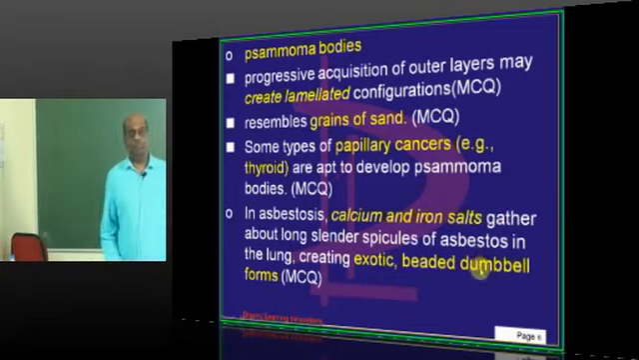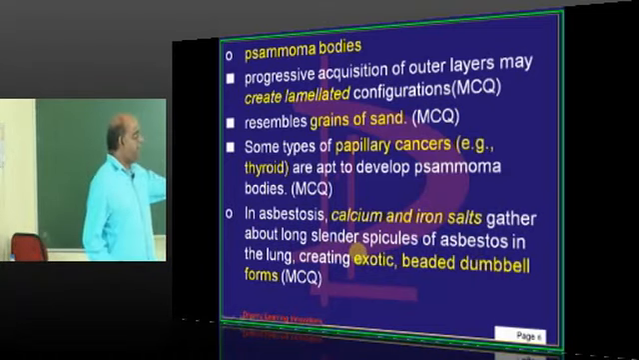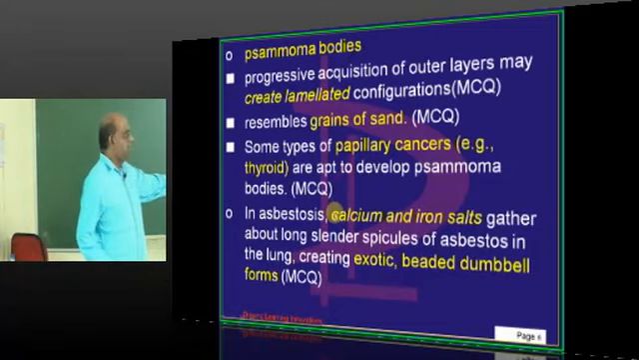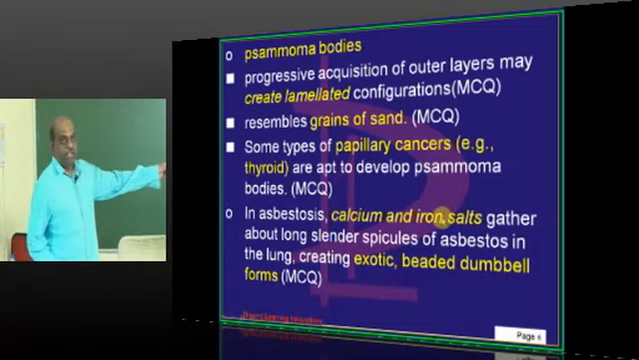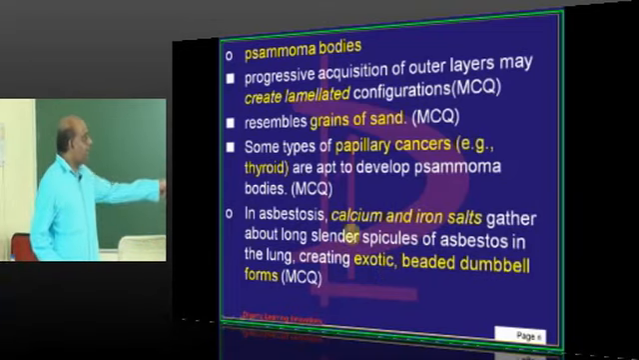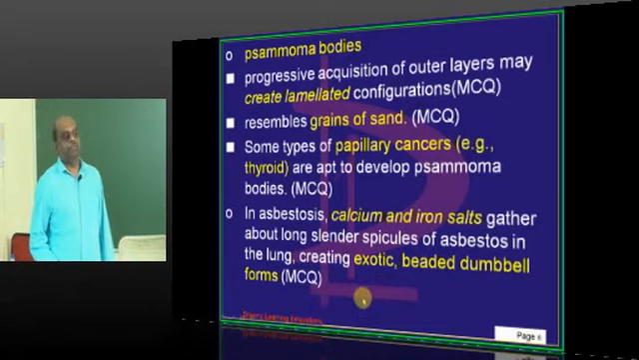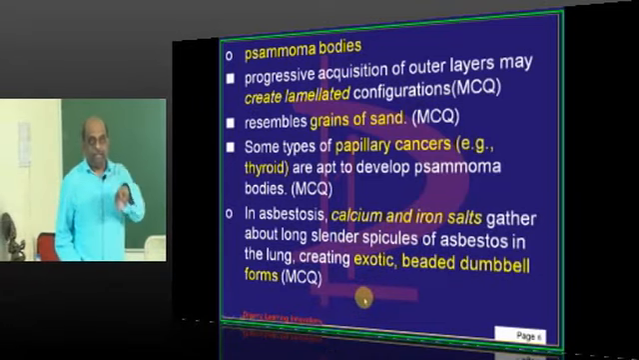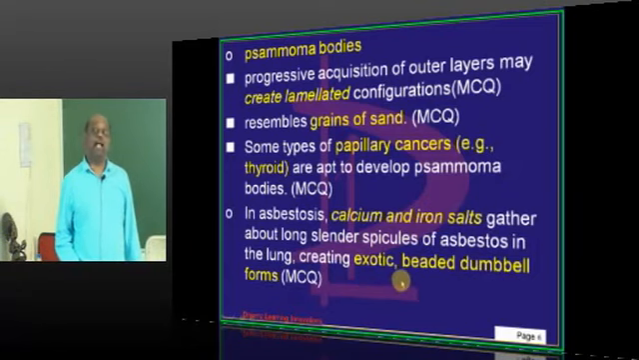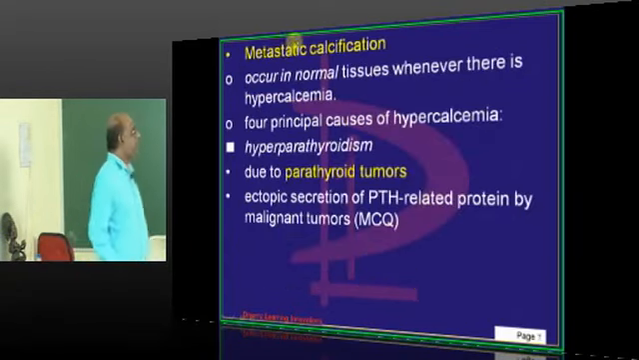Then sometimes there can be calcium and iron salt along with asbestosis. Asbestos can show the deposition in the form of dumbbell shaped forms. Calcific deposits are what you see in the case of asbestosis. That is what you need to remember.